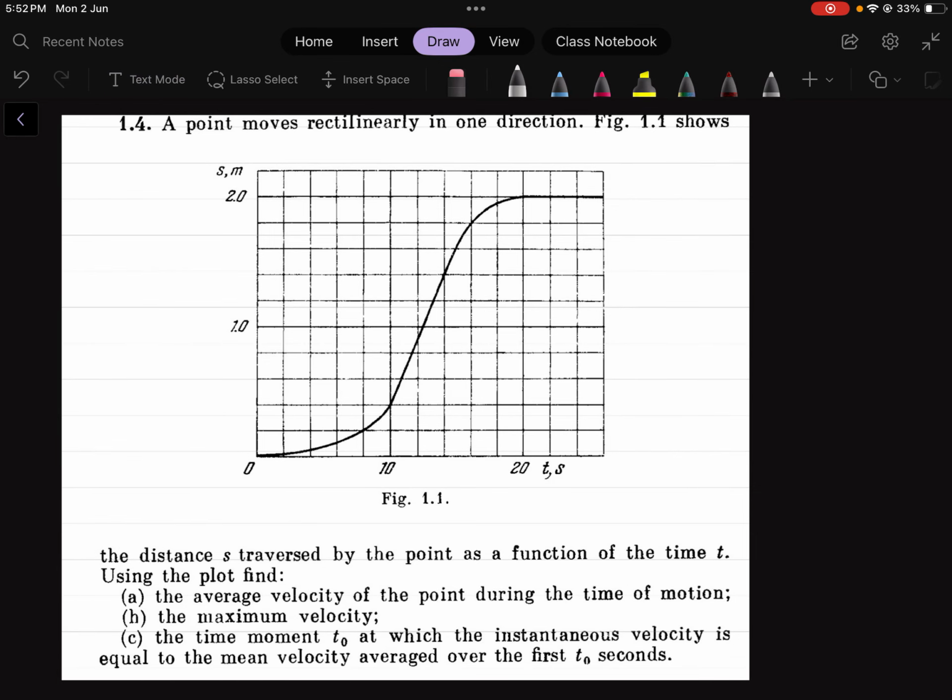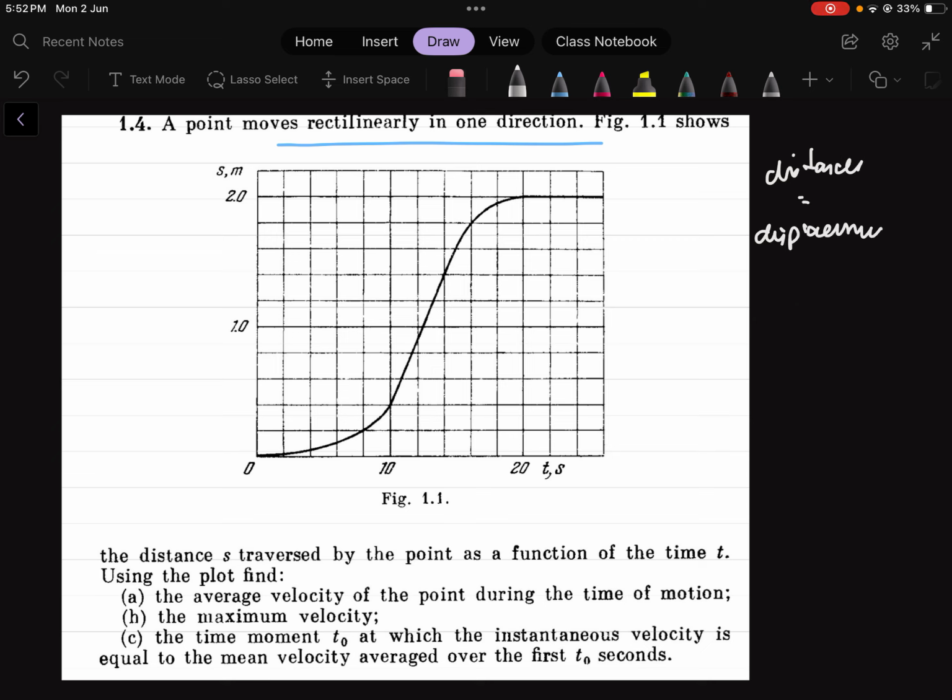Alright, hi. Welcome to the fourth problem of the series. Again, I'm going to be solving this question with you all. So, a point moves rectilinearly in one direction. The intention behind this line is that distance and displacement have the same meaning in this question.